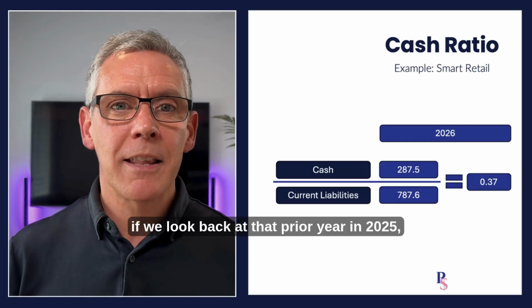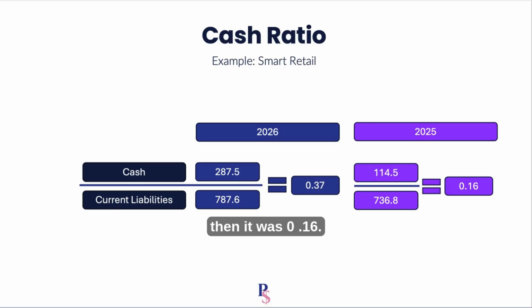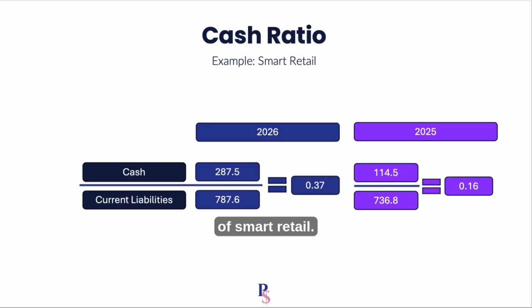Now, if we look back at that prior year in 2025, then it was 0.16. So once again, we see through this year there has been an improvement in the liquidity of Smart Retail.